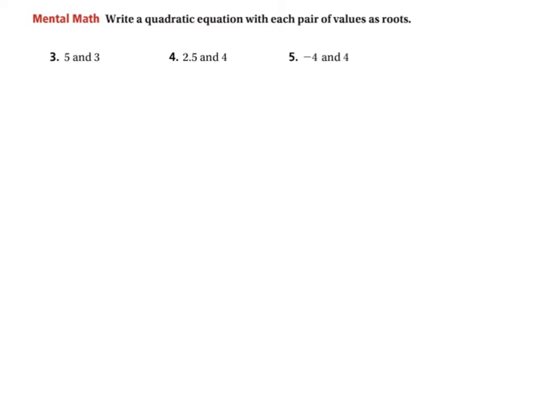Okay, so these are going to be a few practice problems, practicing what we were just talking about. We're trying to write the quadratic equation. So working backwards here, I have number 3 says 5 and 3. So that means I have an x equals 5 and I have an x is equal to 3.